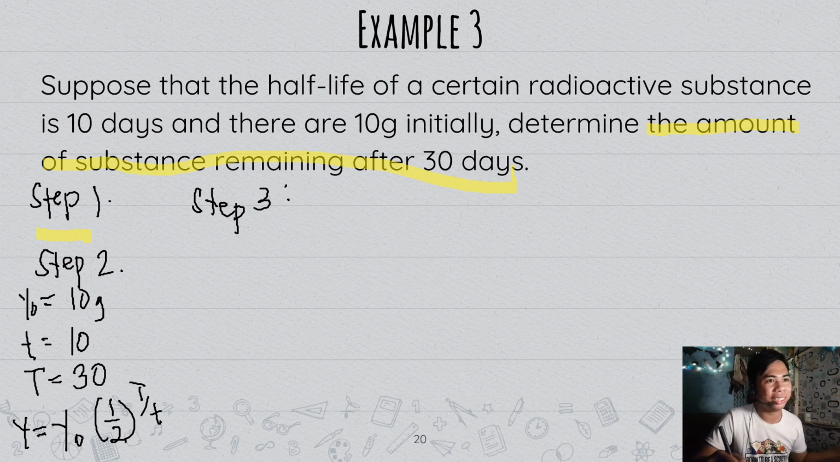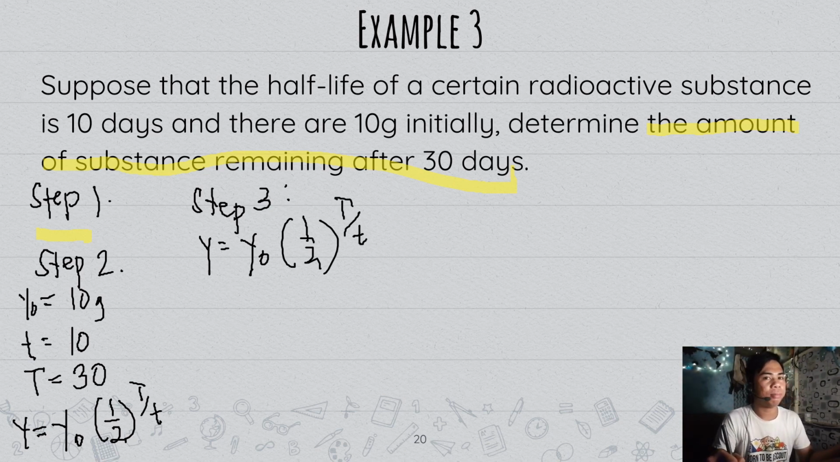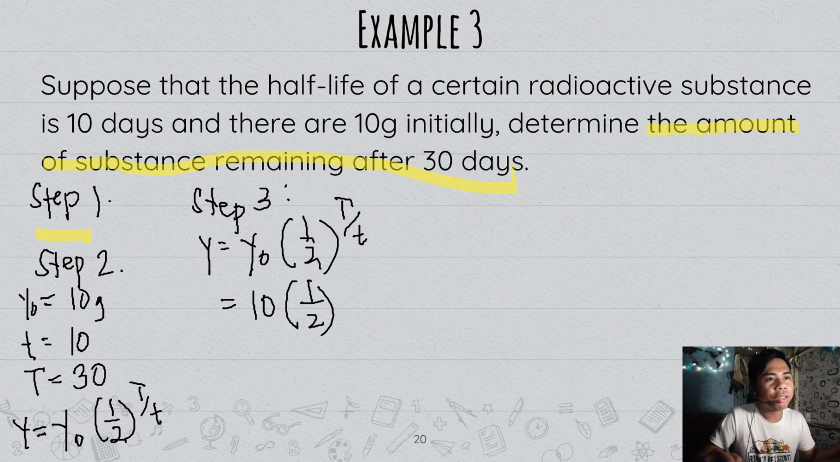For step 3, all we have to do is to substitute all the givens to our formula, as we usually do in the problems earlier, right? So we have y is equal to y sub 0 times 1/2 raised to capital letter T over small letter t, so that you are not confused. And then substitute all the givens. So we have 10 times 1/2 raised to 30 over 10. 30 divided by 10 is 3.